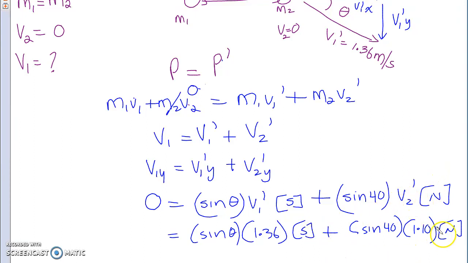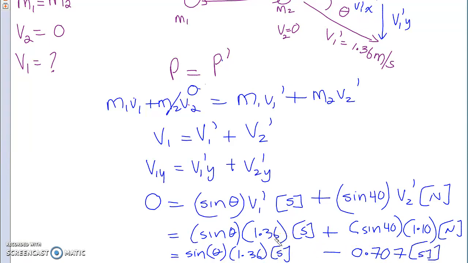So of course, because this is north and this is south, we're subtracting the two. So I'm going to subtract it right here. This becomes 0.707. And this right here is just going to be sine theta times 1.36, minus 0.707. And of course, this is also going south now, because I subtracted it.